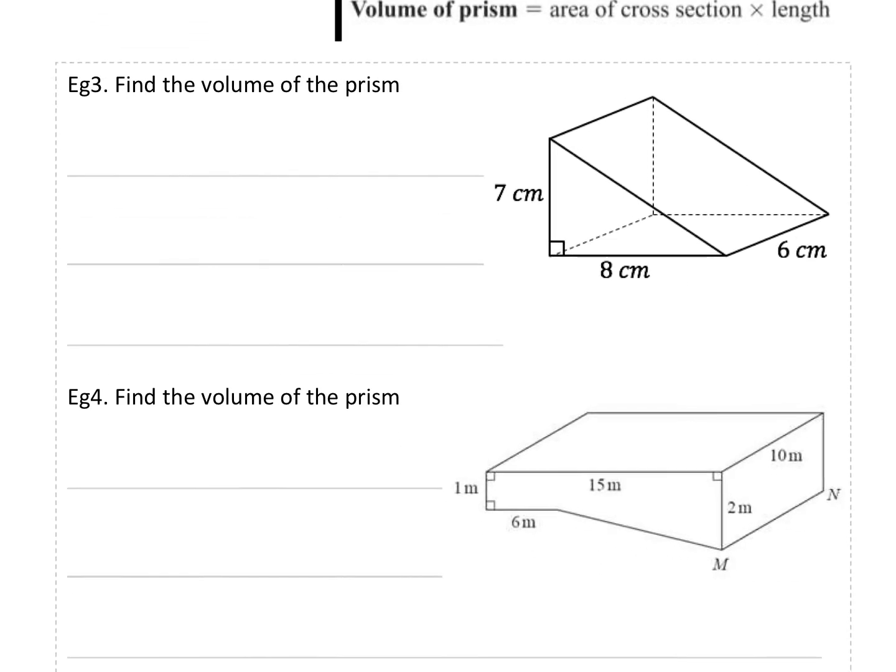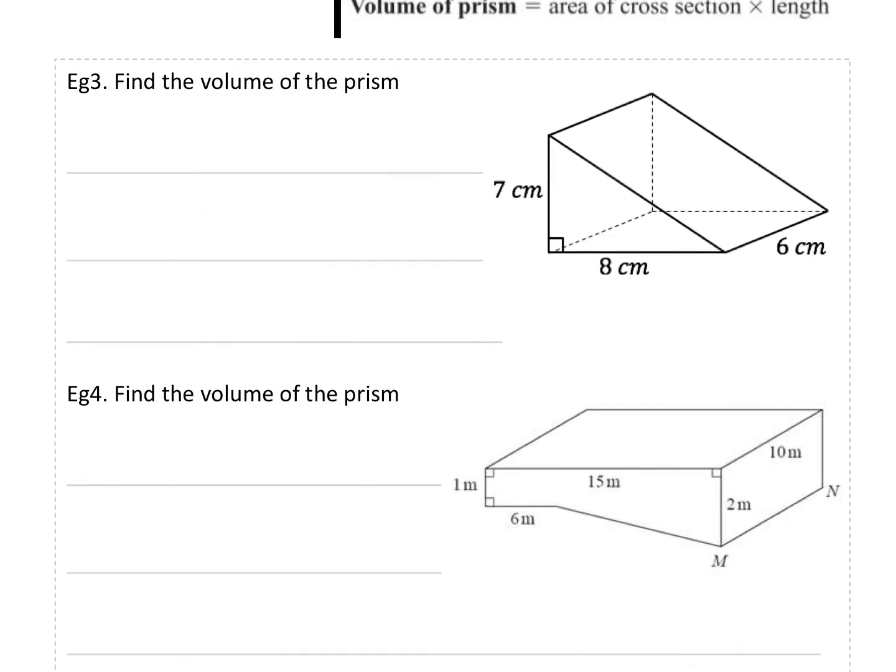So let's look at example 3. Find the volume of the prism. So the volume of the prism is V equals the area of the cross-section, that's the way I'll write it for short, multiplied by the length.